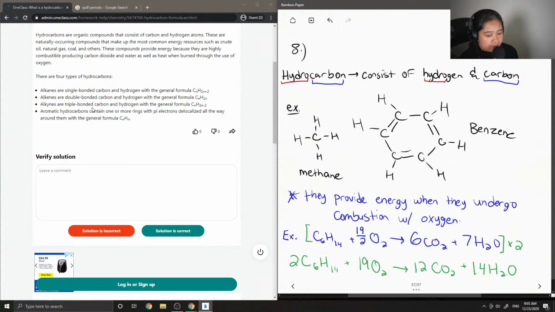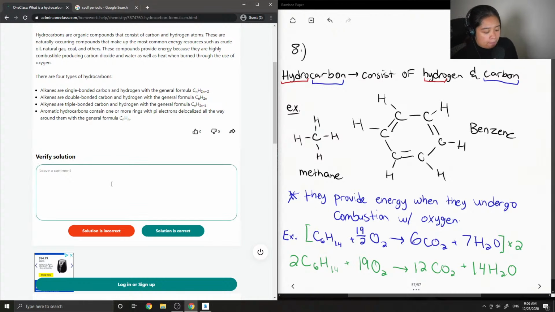CnH2n. Alkynes are triple bonded carbon and hydrogen with the general formula CnH2n minus 2. And then aromatic compounds like our benzene contain 1 or more rings with pi electrons delocalized all the way around them with the general formula CnHn. Yep, so this solution is correct.